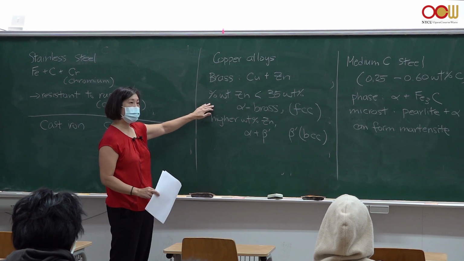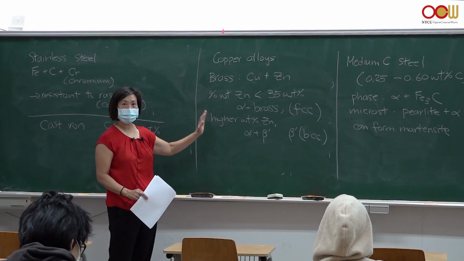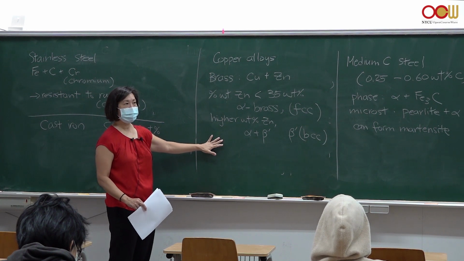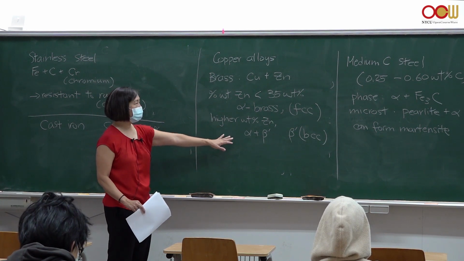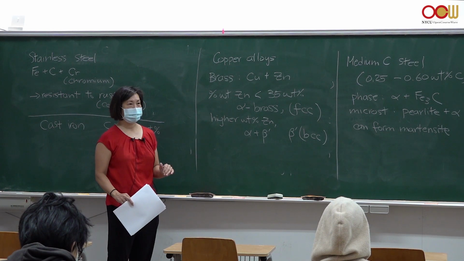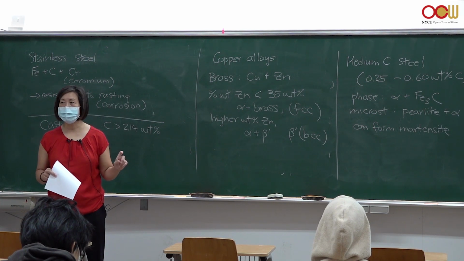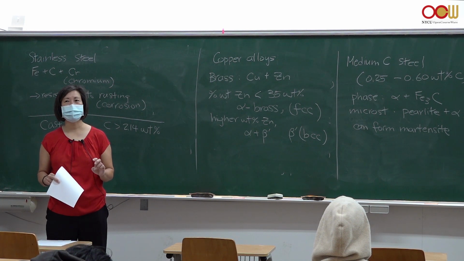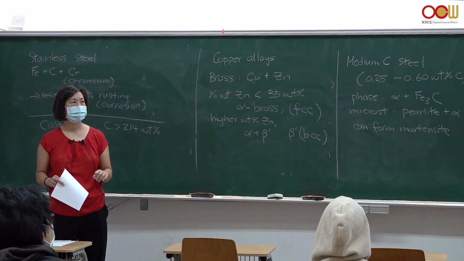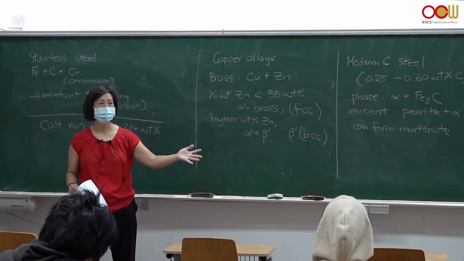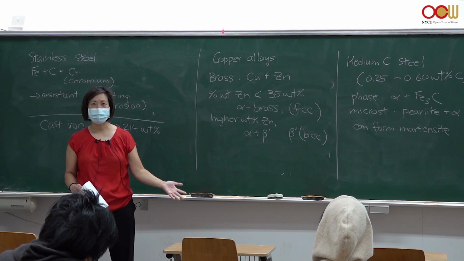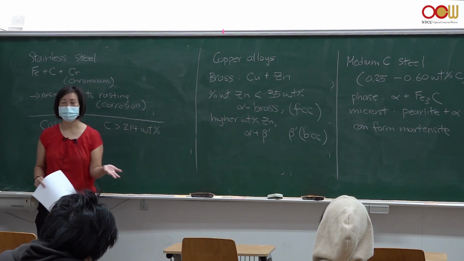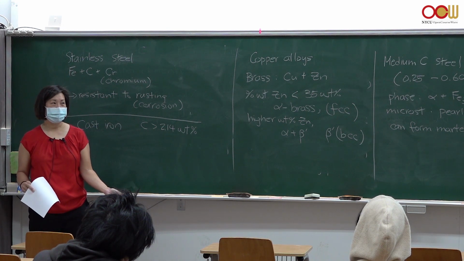At lower amounts of zinc, you get an alpha phase, which is FCC, face-centered cubic. At higher percent of zinc, you get a mixture of alpha plus beta prime. Alpha is still FCC, beta prime is BCC. Which phase, beta prime or alpha, would you expect to be more ductile, to be able to deform more easily? The only information I've given you is crystal structure, right? One is FCC, one is BCC. So the only way you could decide which one is more ductile is based on crystal structure.